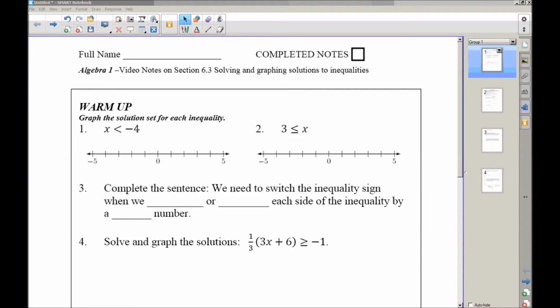Hello again. Welcome to another lesson in Algebra 1. Today we are covering section 6.3, solving and graphing solutions to inequalities. We have a warm-up first. So graph the solution set for each inequality.